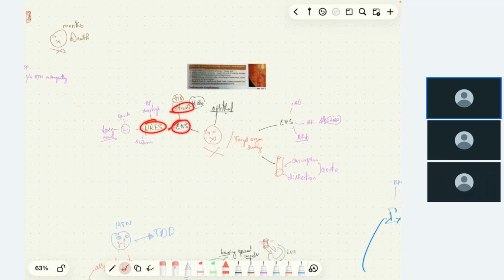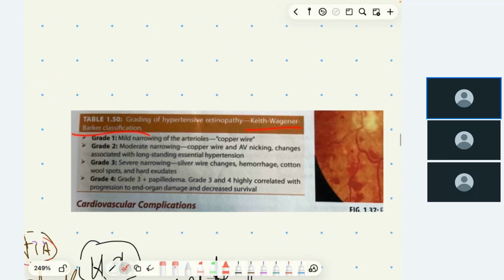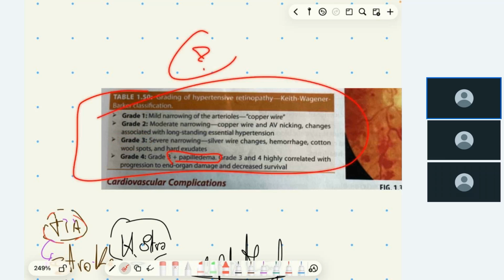What are the ophthalmological manifestations? We have hypertensive retinopathy. Keith-Wagener-Barker classification, I'll just go through it. In grade 1, the patient will have mild narrowing of arterioles. In grade 2, the patient will have binding sign, Salus sign, and then associated with it AV nicking and copper wiring. In grade 3, the patient will have severe narrowing, silver wiring, cotton wool spots, hard exudates. And in grade 4, along with grade 3 manifestations, the patient will have papilledema. We'll see why these manifestations occur when we discuss hypertensive retinopathy under ophthalmology.